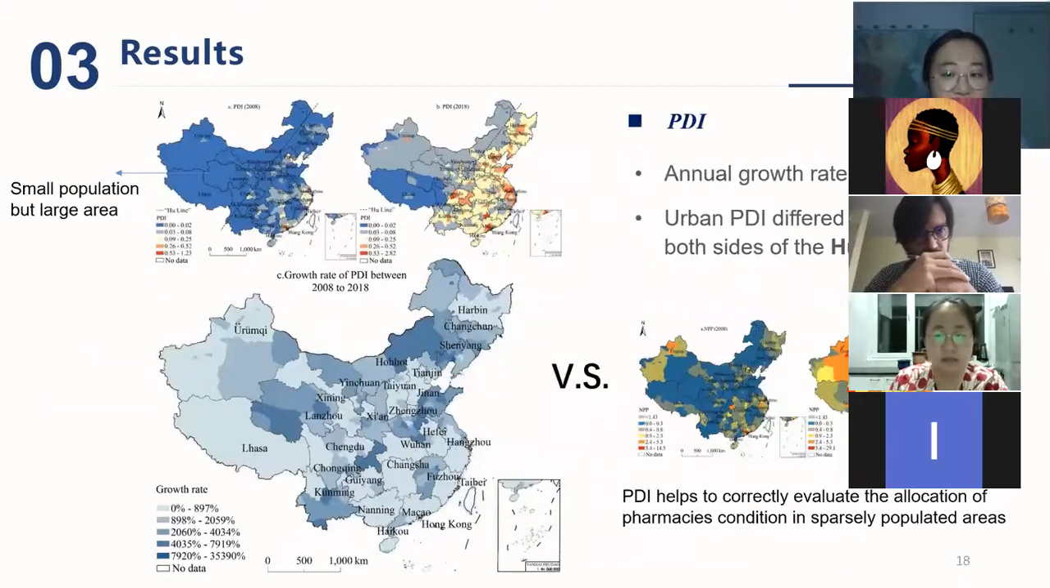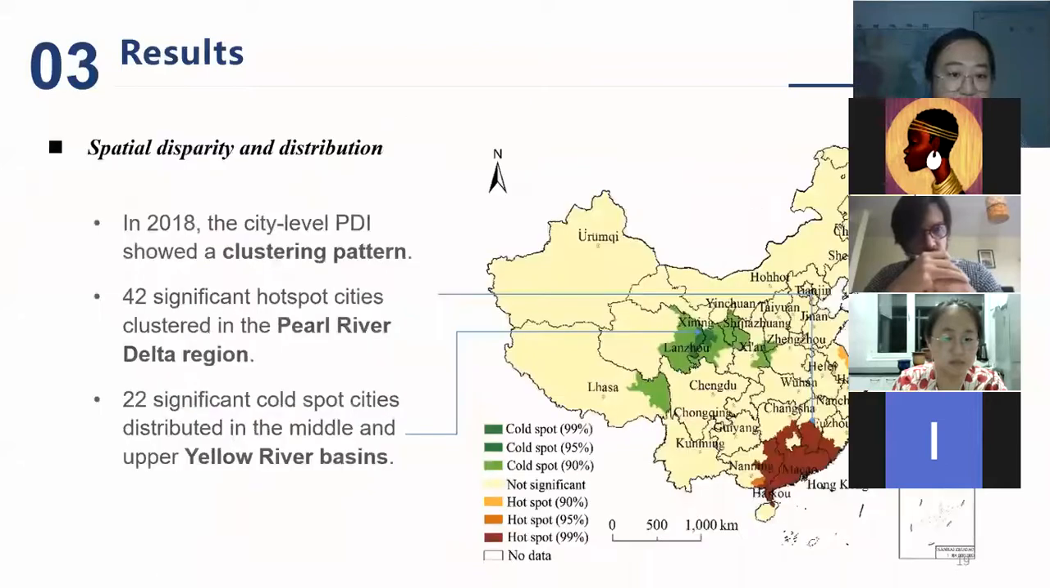We also found that the Pharmacy Density Index annual growth rate is 19%, and the urban PDI differed significantly on both sides of the Huhuanyong line too. Compared to NPP, the PDI helps to correctly evaluate the allocation of pharmacies condition in sparsely populated areas.